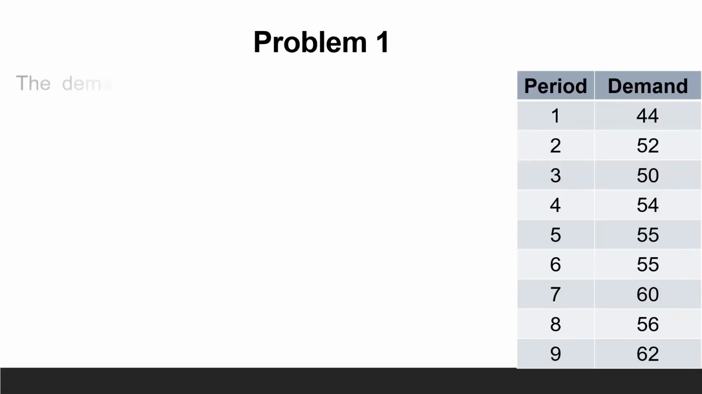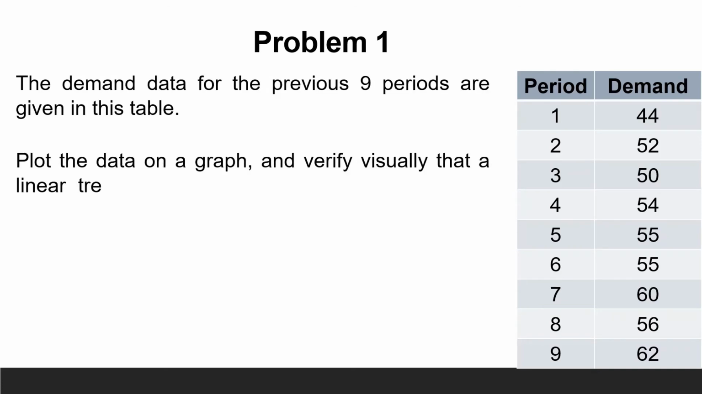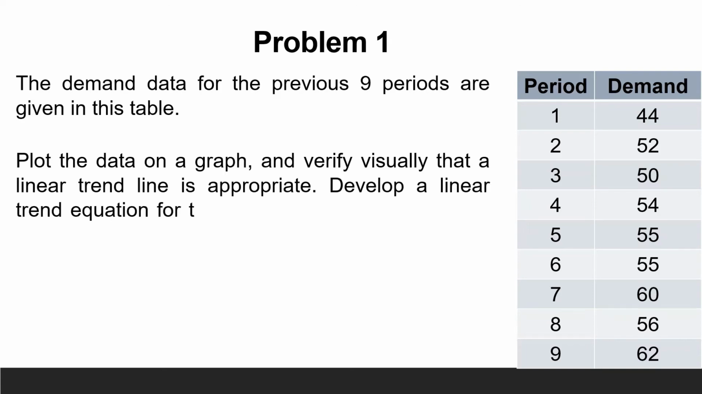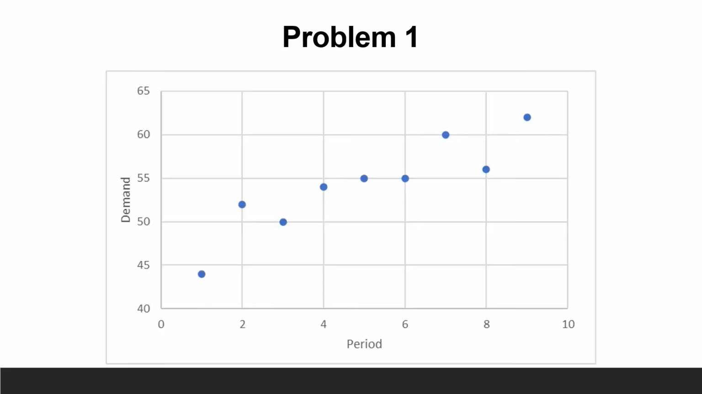The next two problems show you how to make the forecast using data having trend. The first problem. The demand data for the previous 9 periods are given in this table. Plot the data on a graph, and verify visually that a linear trend line is appropriate. Develop a linear trend equation for the following data. Then use the equation to predict the next 2 values of the series. Let us start solving by plotting the data.